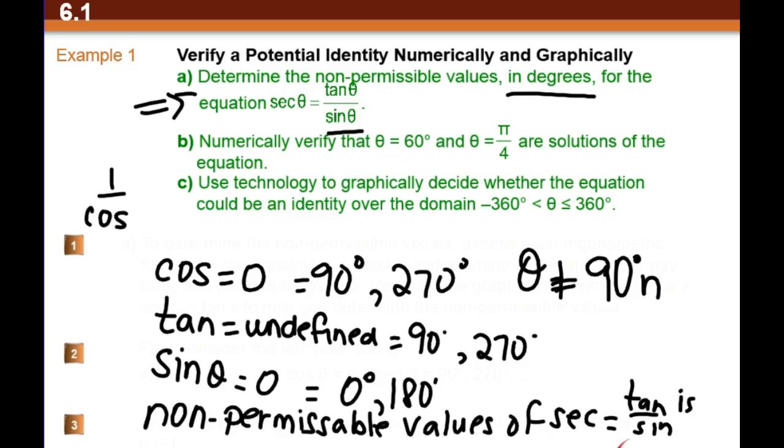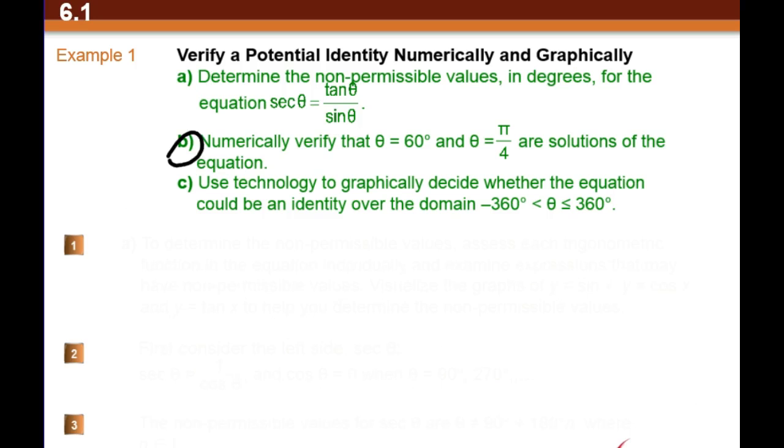Okay, and if you really wanted to, you could list them out. You could say 0, 90, 180, 270, but then it would have to be dot, dot, dot, because it's going to continue. Okay, we're moving to still example 1. Part B says numerically verify that 60 degrees and pi over 4 are solutions of the equation. So we're trying to prove that 60 degrees and pi over 4 are solutions to this equation.